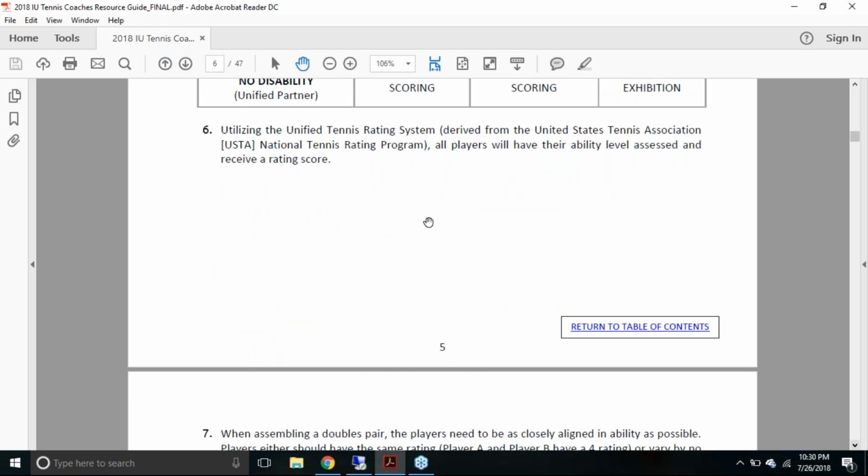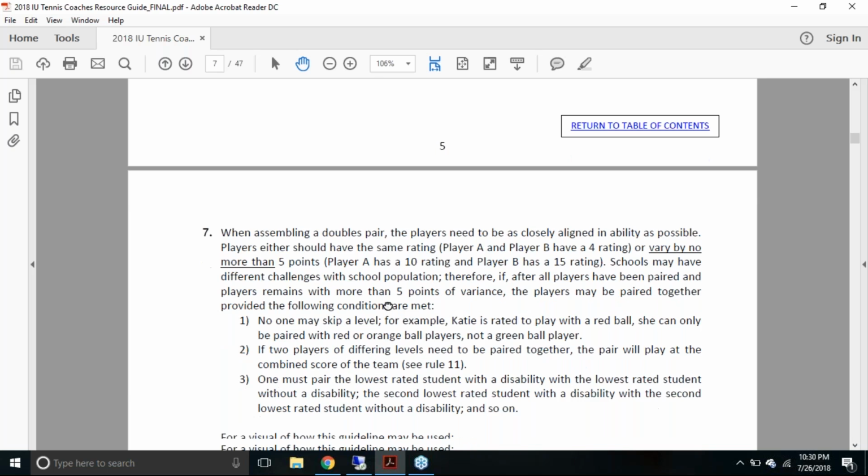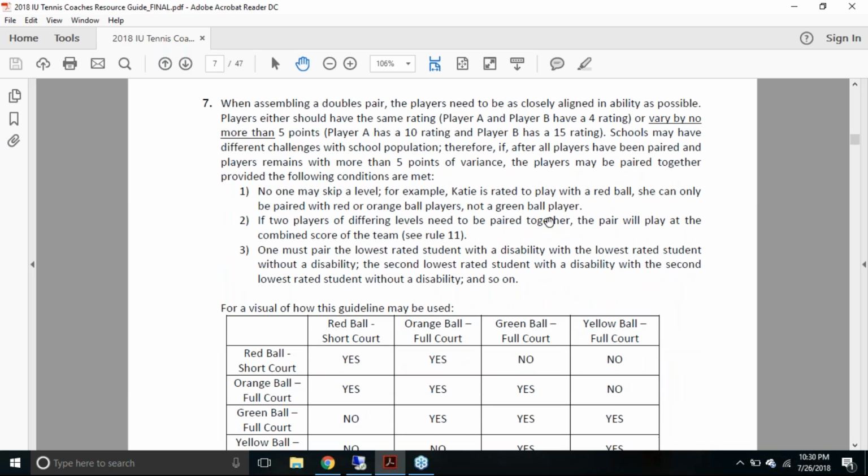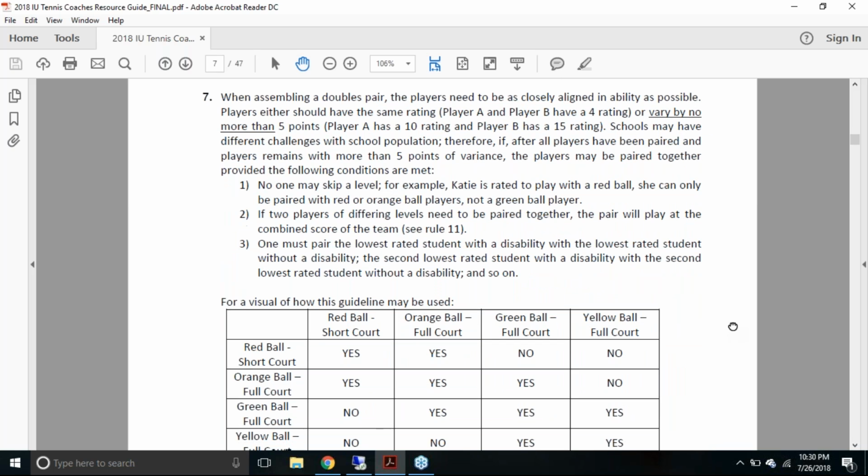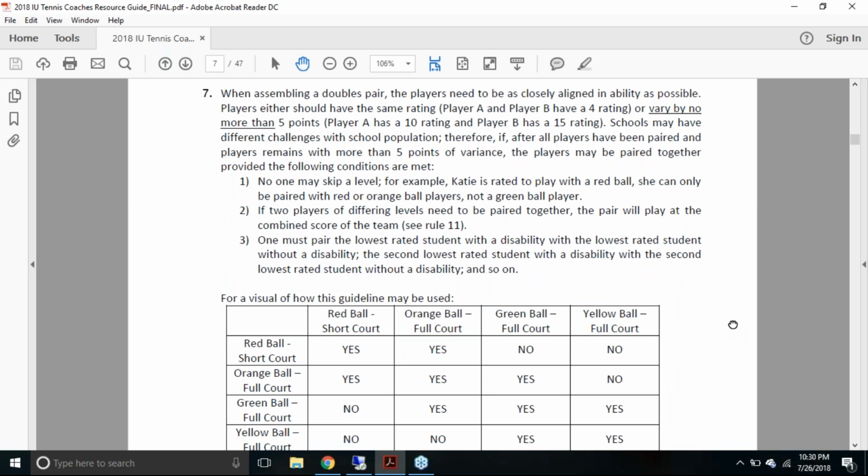We do utilize the Unified Tennis Rating System, which is derived from the U.S. Tennis Association, the USTA National Tennis Rating Program. All players will have their ability level assessed and receive a rating score. After that rating session, when assembling a doubles pair, the players need to be as closely aligned in ability as possible. I must stress that all coaches please review and re-review this section with great attention to detail, as these are the most common mistakes that we see when accepting your post-season registrations in the past several years.